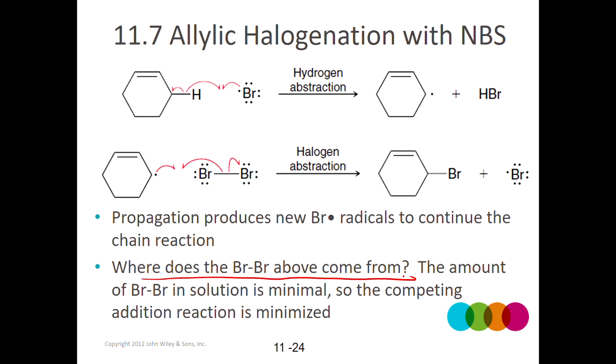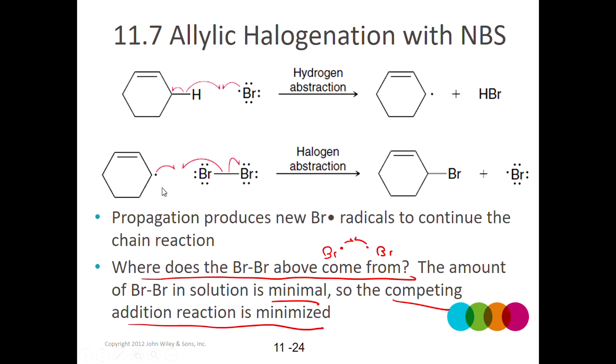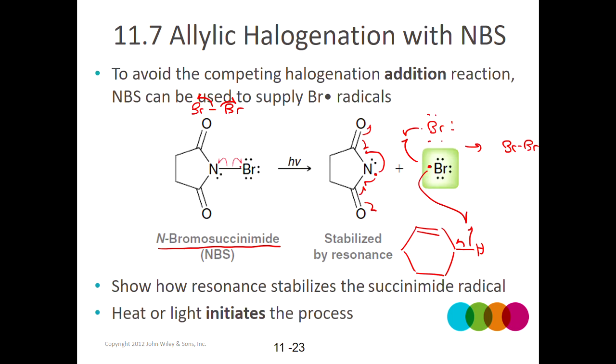So where does the Br2 come from? It comes from the coupling of the bromine radicals that form. It's minimal, so the competing addition reaction across the pi bond is minimized. Once the succinimide radical is formed, right, so we said this homolytic cleavage produces these two radicals, and this one's stabilized by resonance. It's still a radical, though, and it still doesn't have a complete noble gas configuration for the nitrogen.